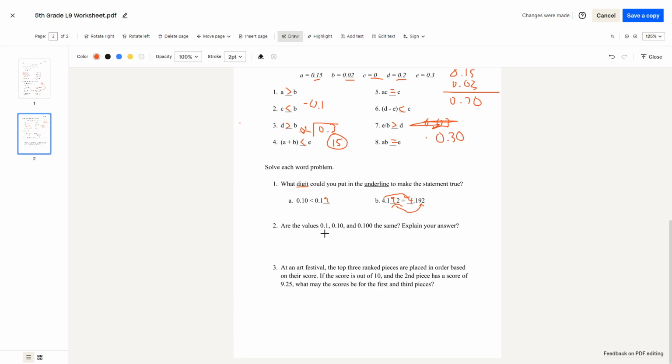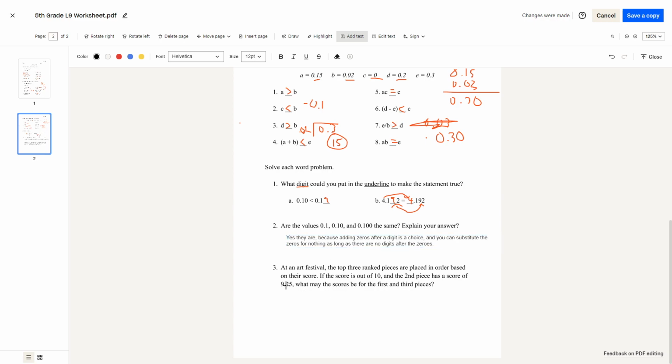Are the values 0.1, 0.10, and 0.100 the same? Yes, they are, because adding zeros after a digit is a choice, and you can substitute the zeros for nothing as long as there are no digits after the zeros.